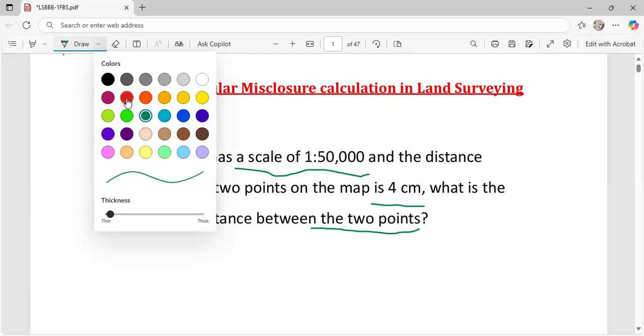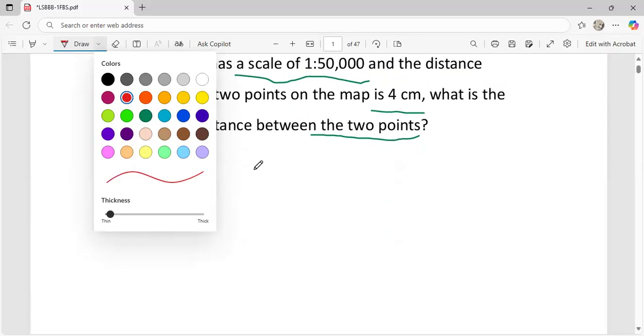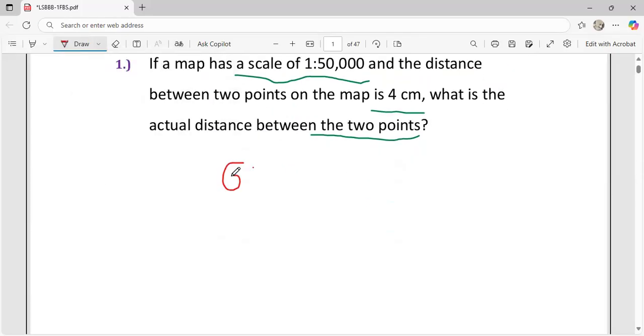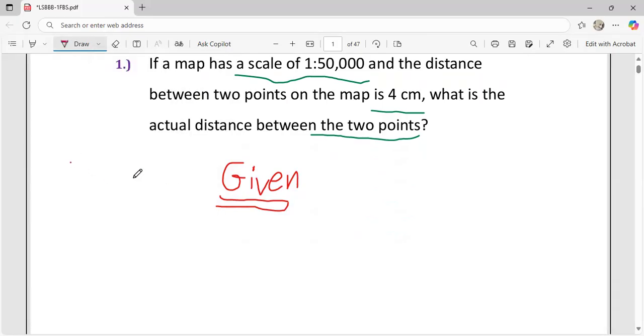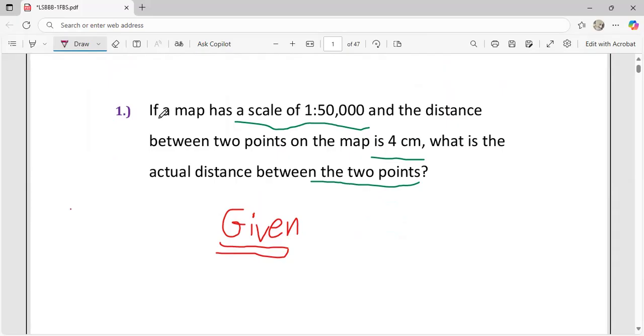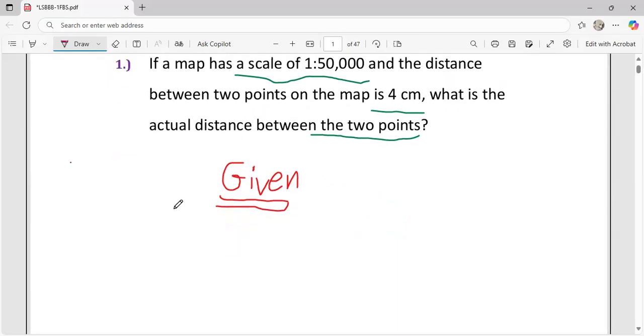All right. Anytime we are being given a question like this, we have to try and put down our given. The given is the situation whereby we bring out the key points from our question so that we know the one we are supposed to find. Okay. So our question says that if a map has a scale of what? 1 is to 50,000. So first of all, let's put that down.